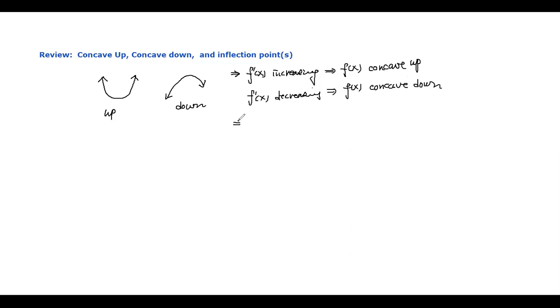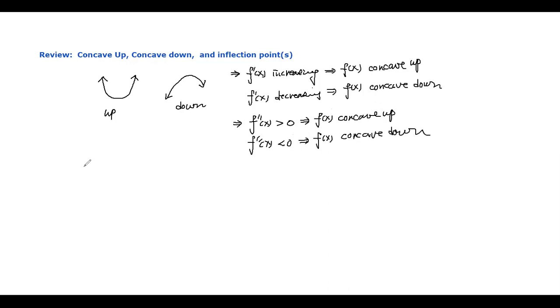Then we can also use the second derivative. If f double prime x is greater than 0, then f of x is concave up. If f double prime x is less than 0, then f of x is concave down.